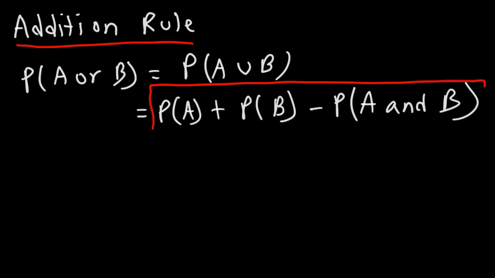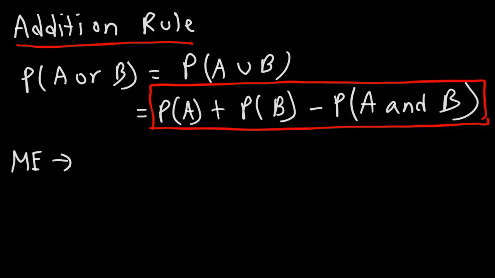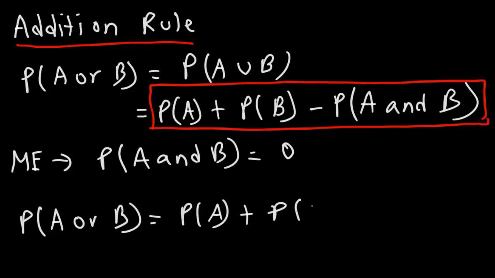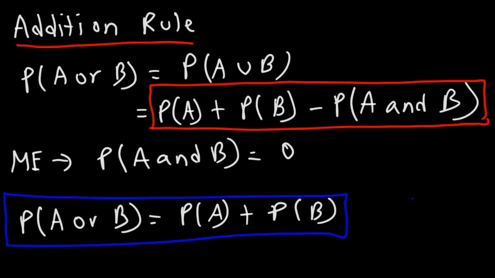So make sure you know this. Now sometimes you may be dealing with two events that are mutually exclusive. For mutually exclusive events, the probability of getting event A and B together is 0. So therefore, the probability of getting A or B becomes P of A plus P of B if A and B are mutually exclusive events. But you can always use this formula, which will always work regardless of what type of events you're dealing with.